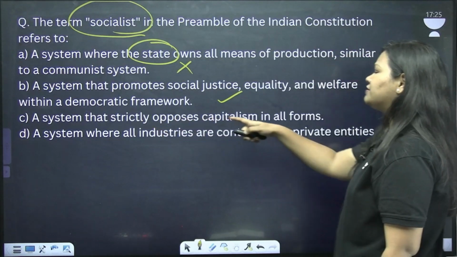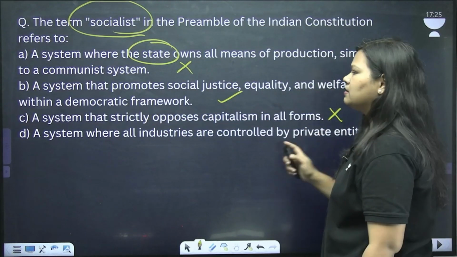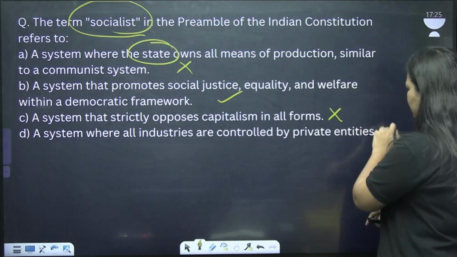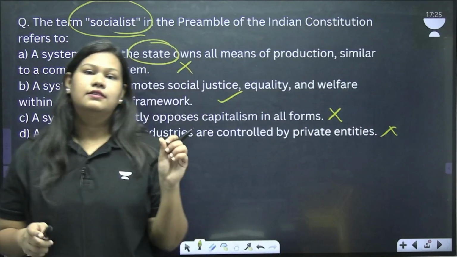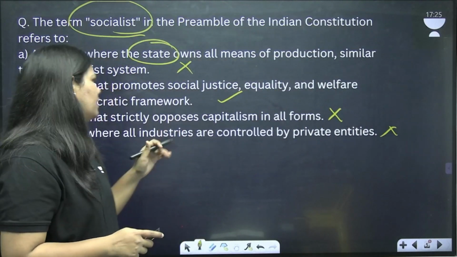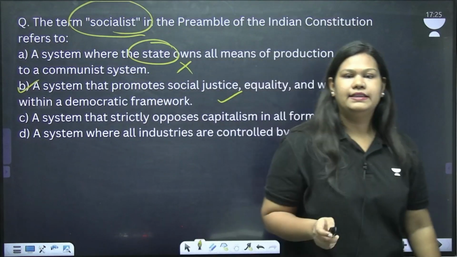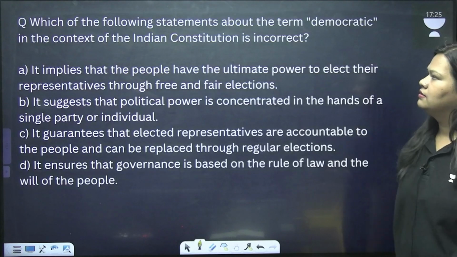Option C is a system that strictly opposes capitalism in all forms. We promote capitalism to some extent, so this is also incorrect. A system where all industries are controlled by private entities. This is also incorrect because we have government-regulated industries also. So the correct answer out of these four options will be option B. Now moving forward to the next question.